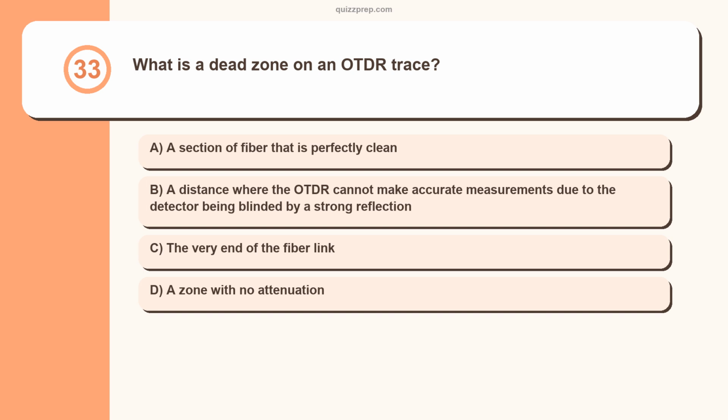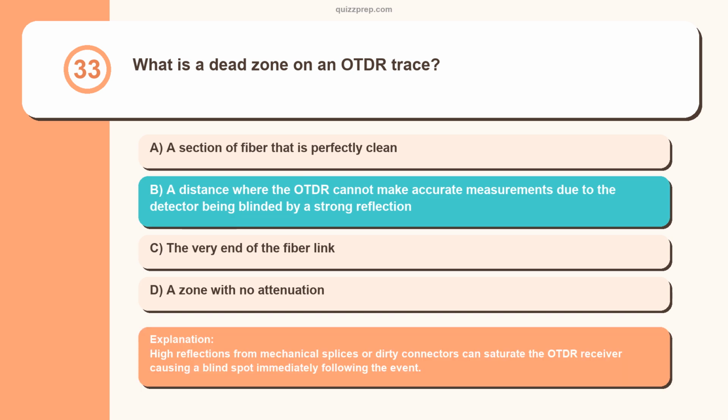Question 33. What is a dead zone on an OTDR trace? A section of fiber that is perfectly clean. A distance where the OTDR cannot make accurate measurements due to the detector being blinded by a strong reflection. The very end of the fiber link. A zone with no attenuation.